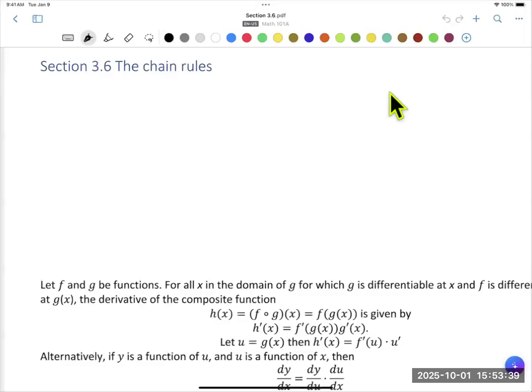Hi guys, so in this video we will talk about the chain rule. Okay, so what actually is the chain rule? For example, you already learned that the derivative of x squared is 2x, right? So this is the power rule. But let's say I have something more complicated. Instead of just x squared, I have (x squared plus 3) to the power 2.